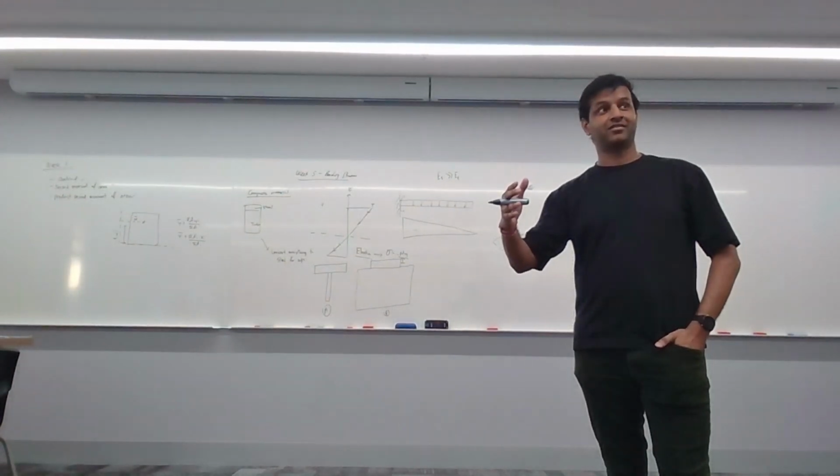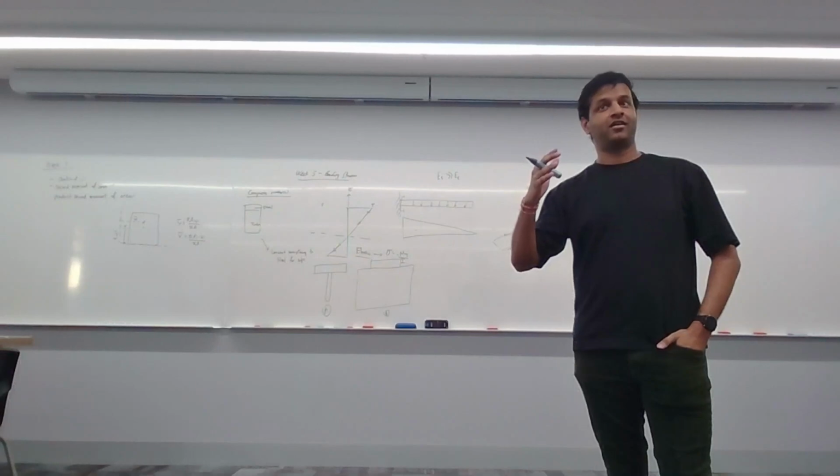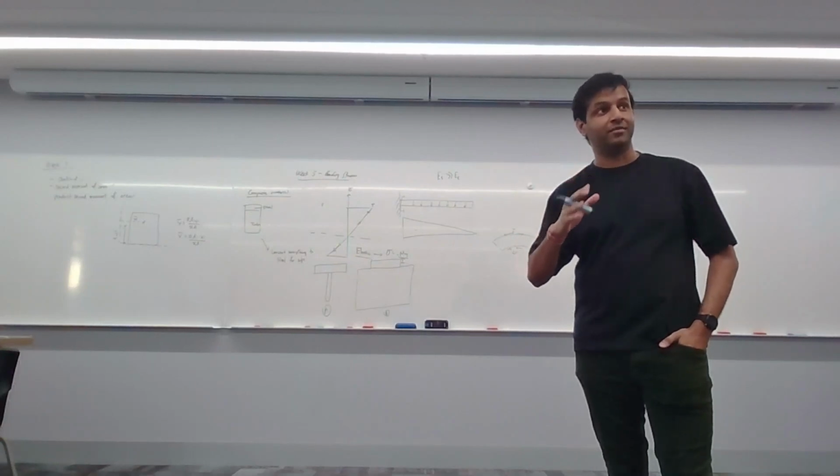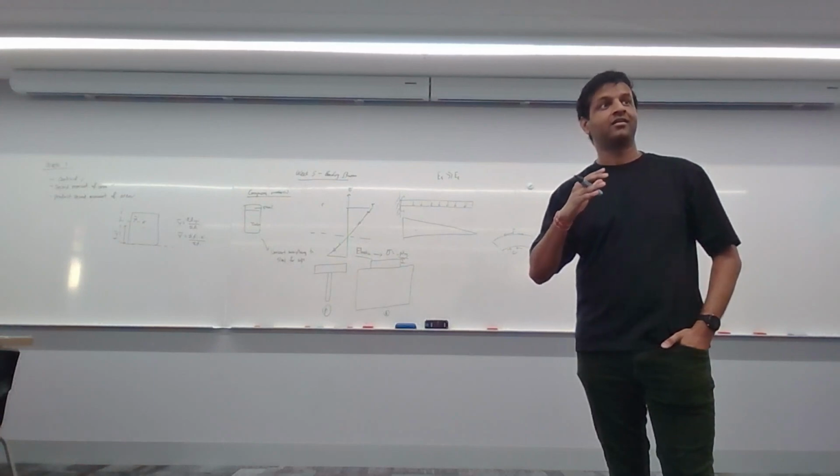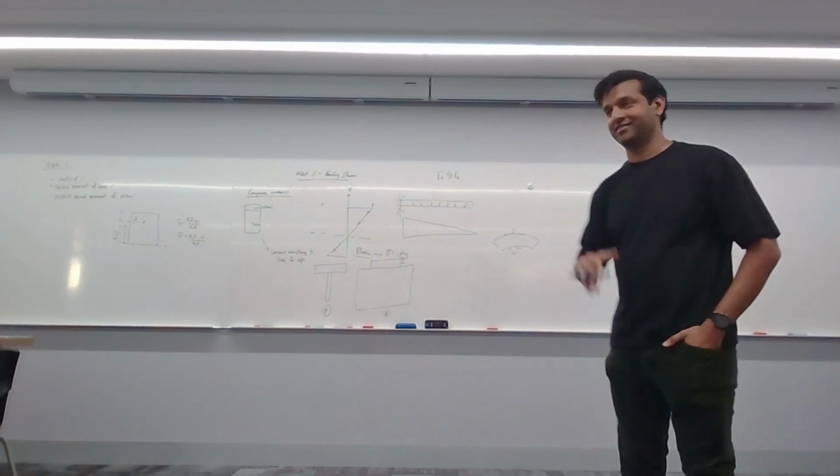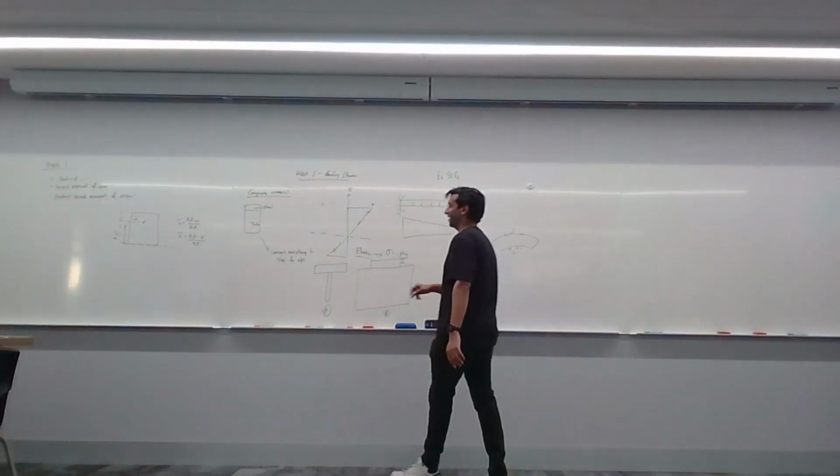Are you sure? I'm going to double check with you. Steel is the stronger material compared to timber. Yeah, it's A. Okay. Alright.